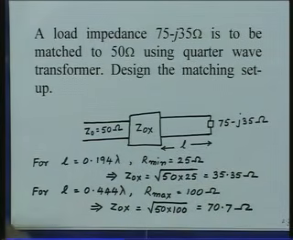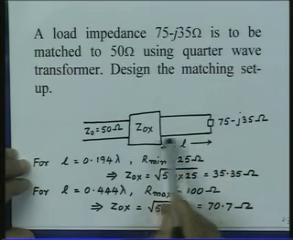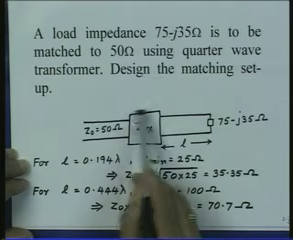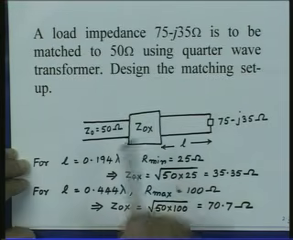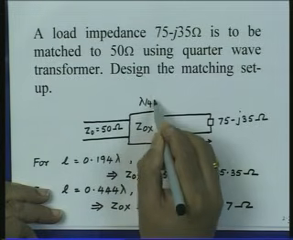Now, two things are to be found in this problem. First, what should be the length of this line, and what should be the characteristic impedance of this quarter wave transformer. The length of the quarter wave transformer is lambda by 4.